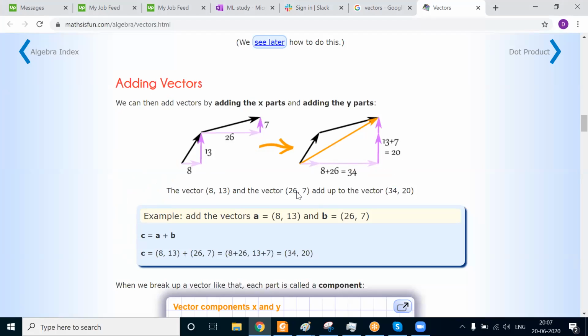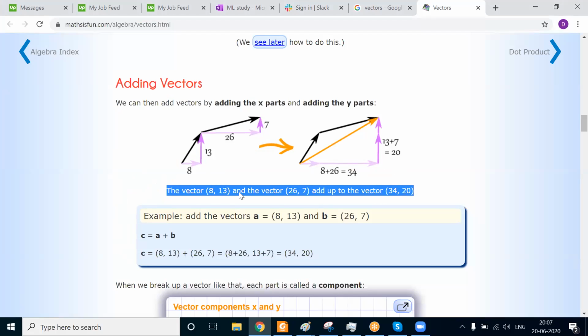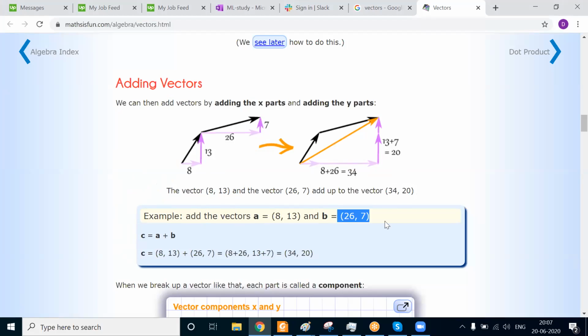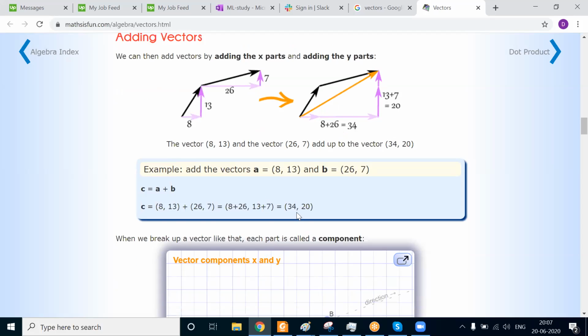That is 8 plus 26 is 34, and 13 plus 7 is 20. So take vector a, 8, 13, and vector b, 26, 7. So a plus b is 8 plus 26, 13 plus 7. That is 34, 20.